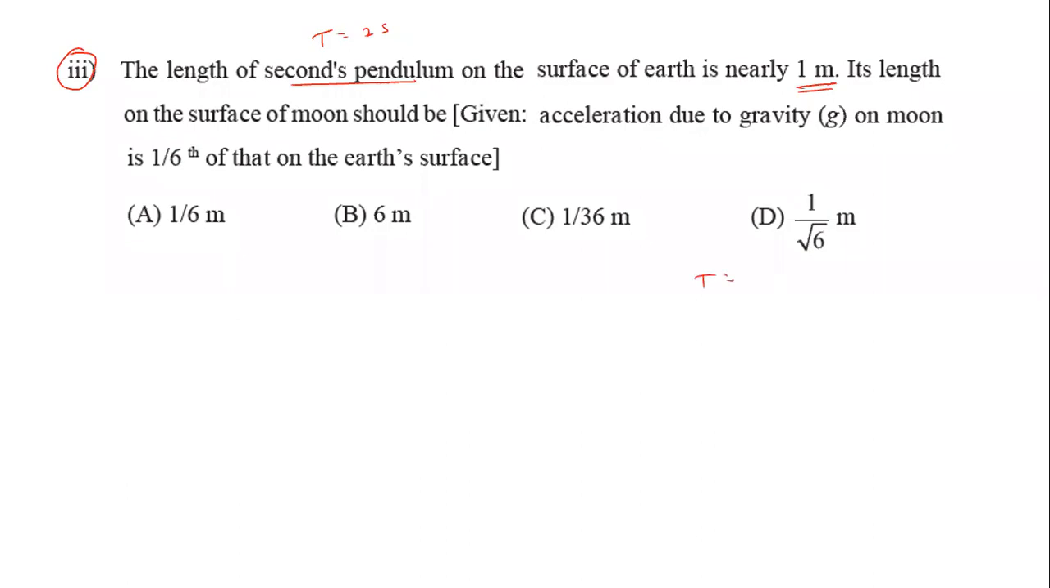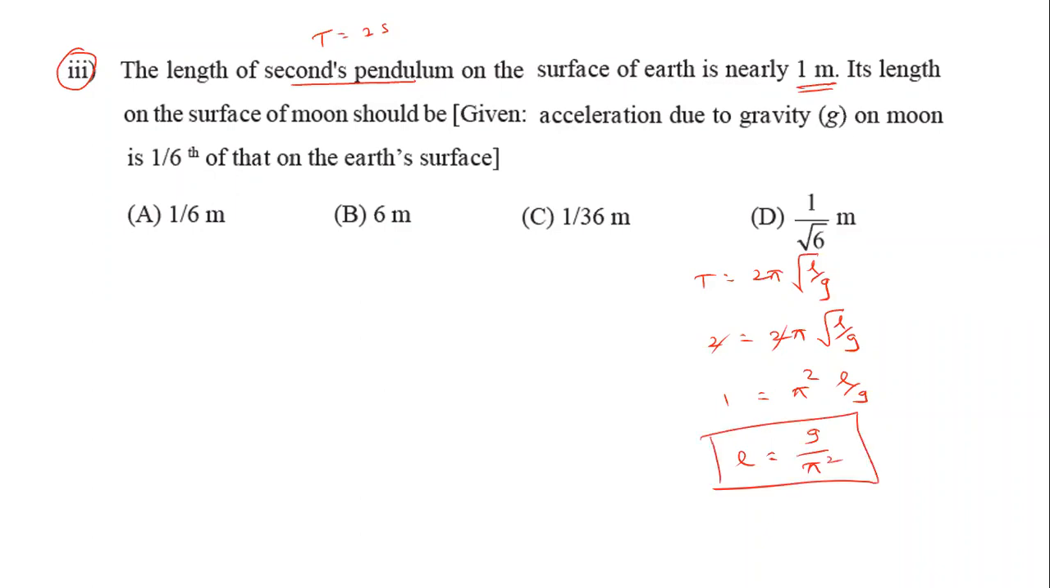So here period is given by formula 2 pi under root L by g. If we substitute T is 2 for seconds pendulum, and simplify this equation, then we get 1 is equal to pi square L by g. So we get L, the length of the seconds pendulum, is equal to g upon pi square. Now here on earth, the given g upon pi square is equal to 1 meter. It is given.